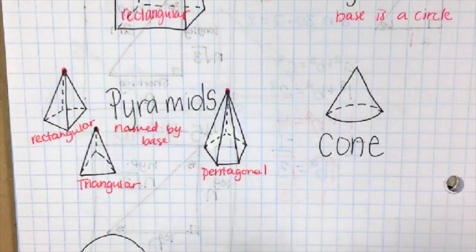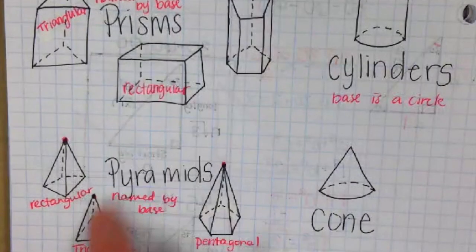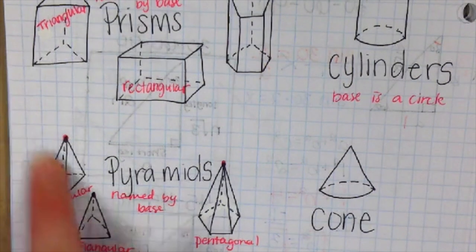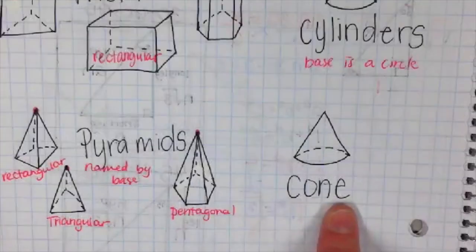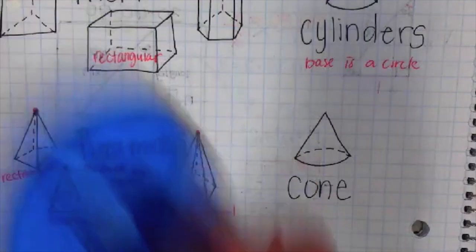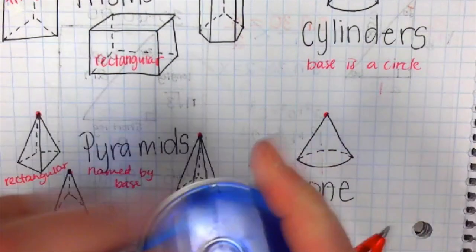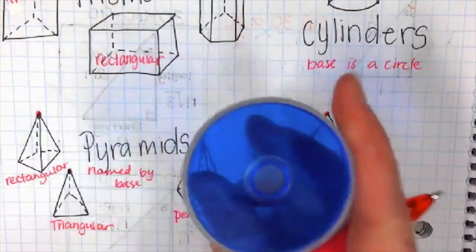So those are pyramids. The difference between a prism and a pyramid is that pyramids, the sides all meet at a single vertex. A cone is pretty much a pyramid, the only difference is that the base is a circle.